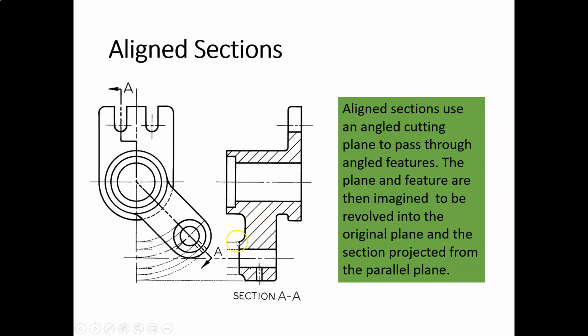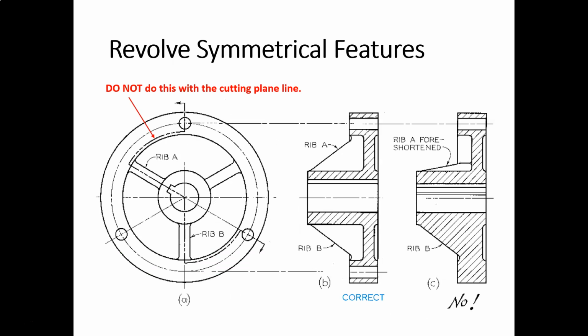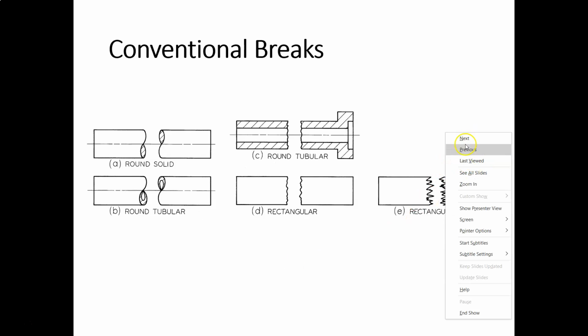Well, we draw our section view as if all of these features were rotated in, or parallel to the plane of projection, and then we project them through. Now this can be confusing for some people, but I think the next slide will show it. Let's look at the next slide here. This one right here. This is a good one. Yeah, let's go back. There we go.